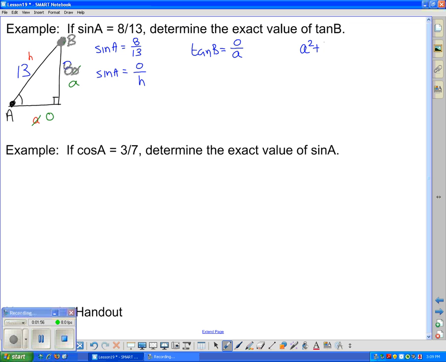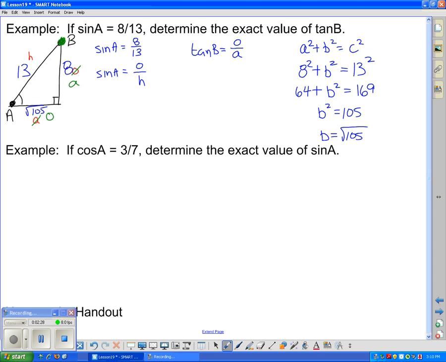A squared plus B squared equals C squared. So I have 8 squared, I'm looking for the opposite side so I'll leave it as B, and C squared is 13 squared. So 64 plus B squared equals 169. B squared will equal 105. I don't need a calculator because I don't want any decimals. So side B is the square root of 105.